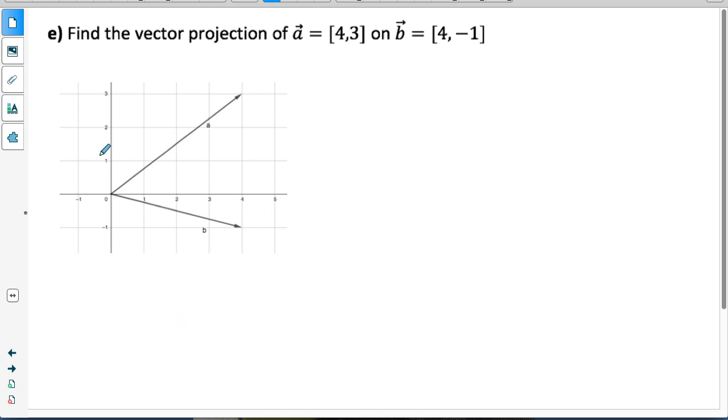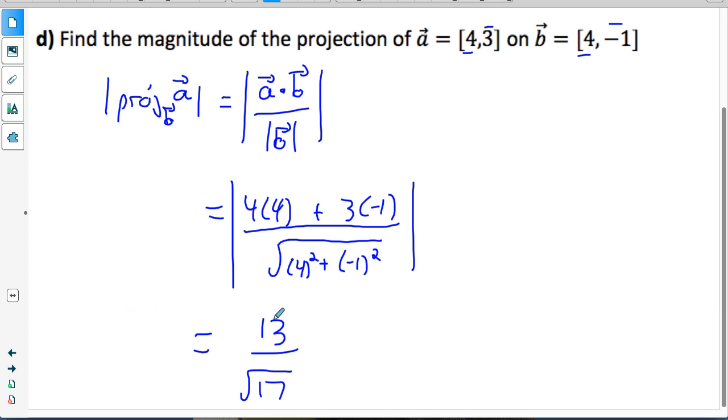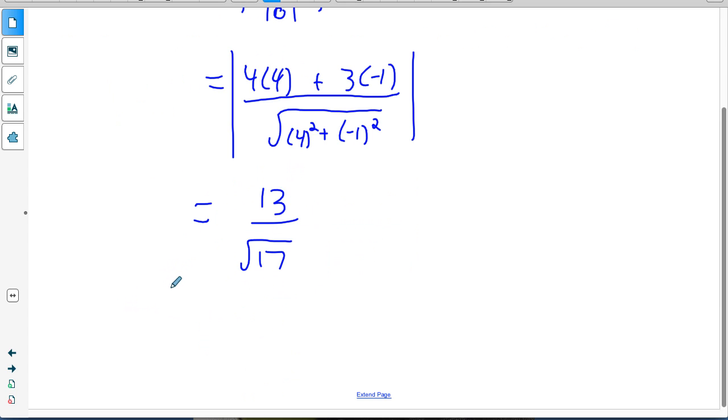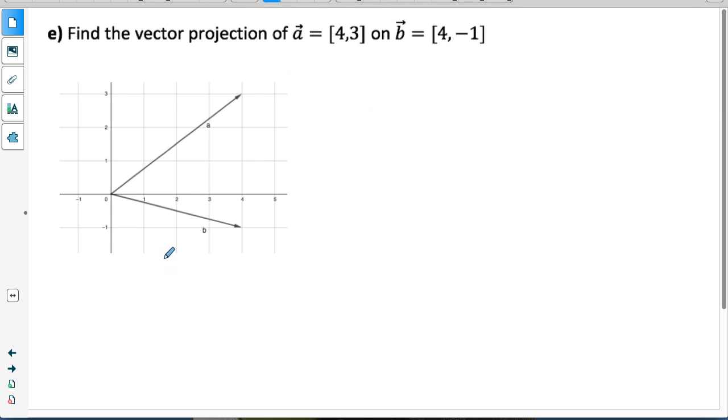Part E asks us to find the vector projection of A onto B. So I know from part D what its magnitude is. But what I want to know now is what is the vector projection. So I also need to include the direction that goes with it. So there are two ways we could do this. And let me start by just drawing what we're trying to figure out here.